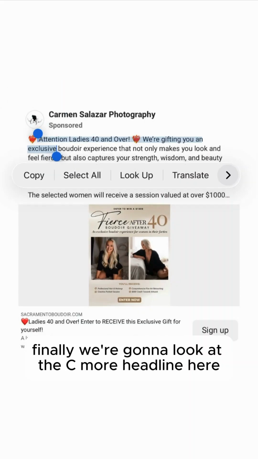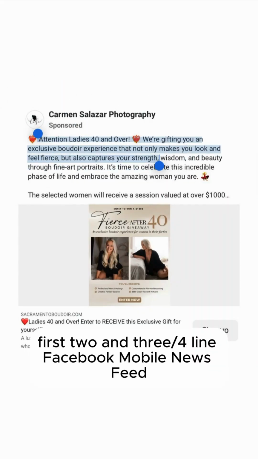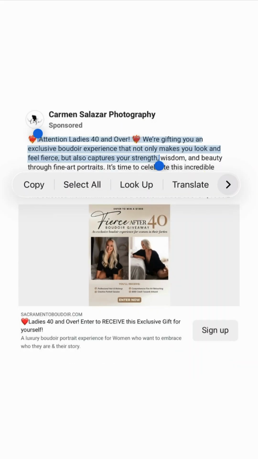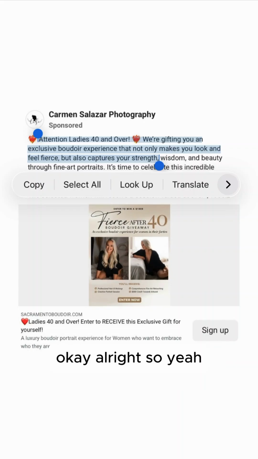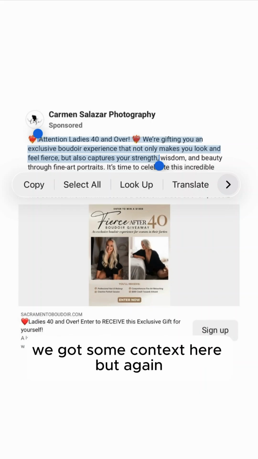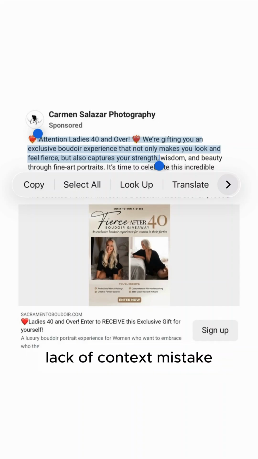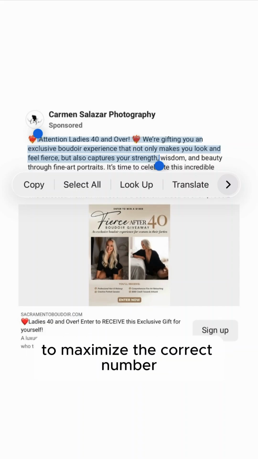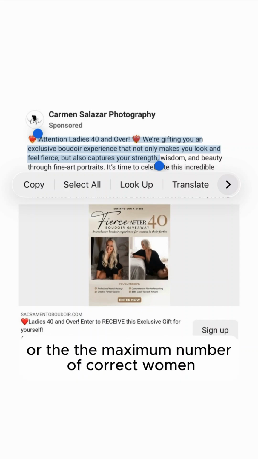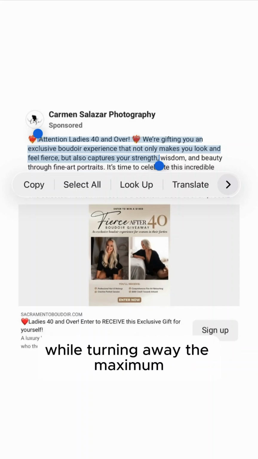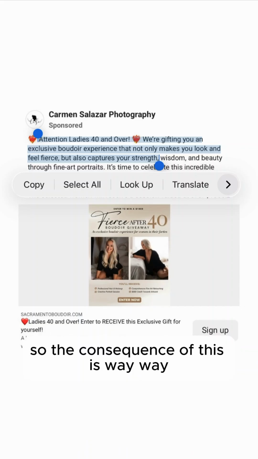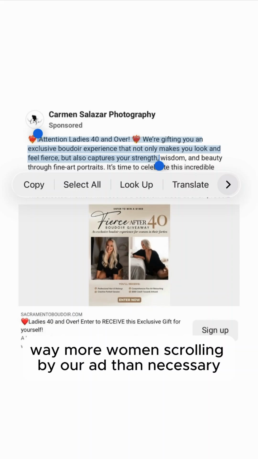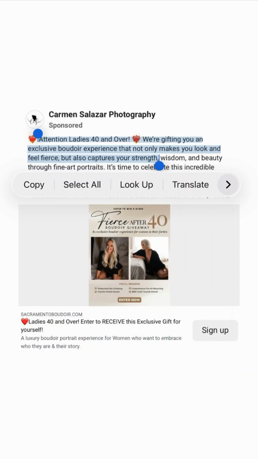Finally, we're going to look at the see more headline here, first 2 3/4 line, Facebook mobile newsfeed. Attention ladies over 40, exclusive boudoir experience. Okay. All right. So, yeah, we got some context here, but again, lack of context mistake. We're not having the optimal amount of context to maximize the correct number of women while turning away the maximum number of wrong women from clicking on our ad. So the consequence of this is way, way, way more women scrolling by our ad than necessary that we instead could have not had happen.